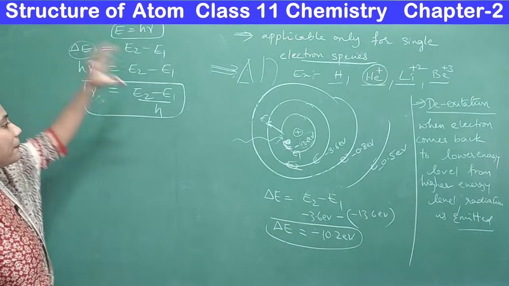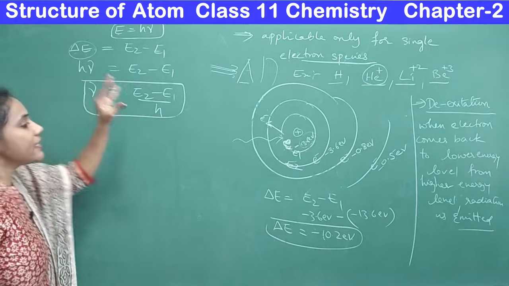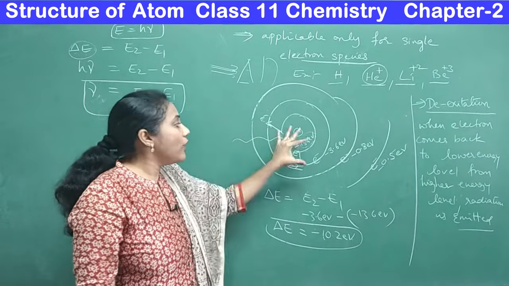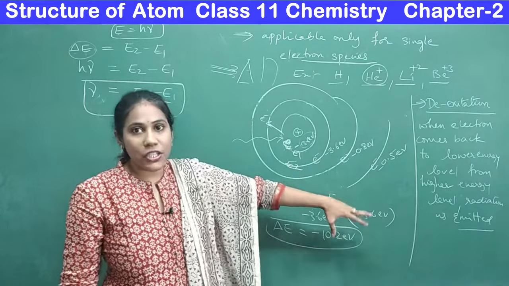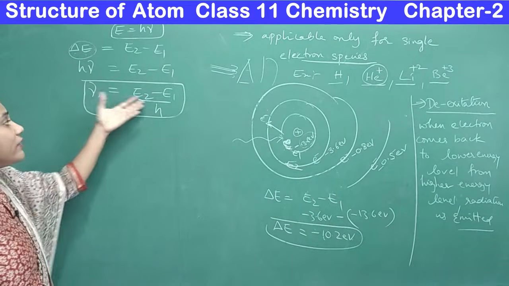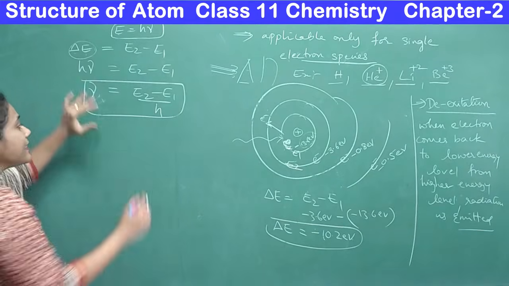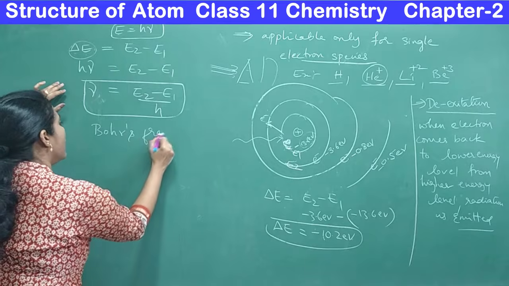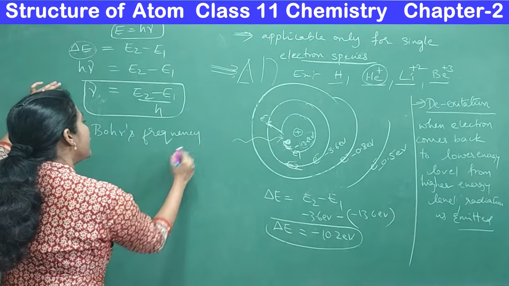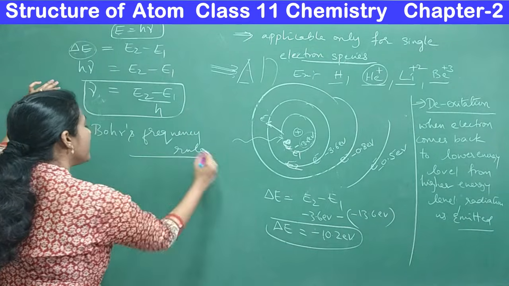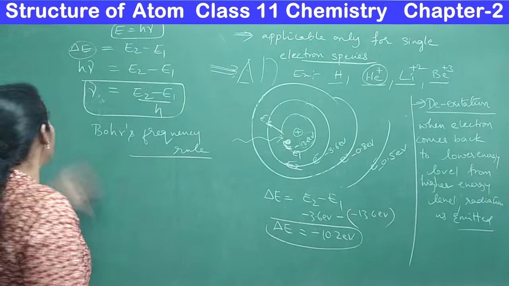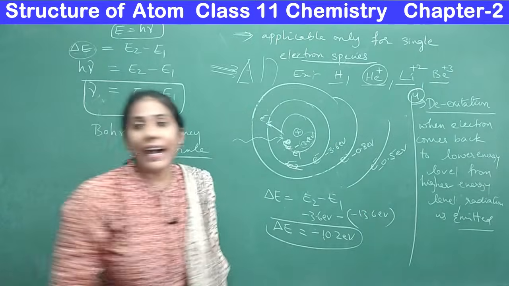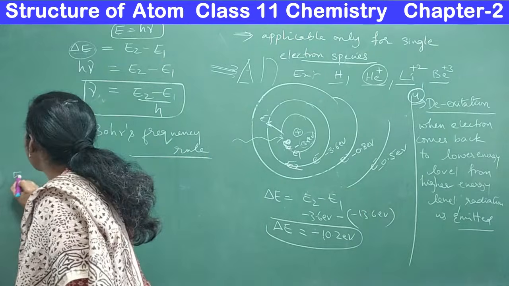Say you want to know the absorbed radiation's frequency, or the emitted radiation's frequency, then you can always use this formula, and this is actually called Bohr's frequency rule. This is a very important postulate. So the fourth postulate is over, and now we will go for the fifth postulate.